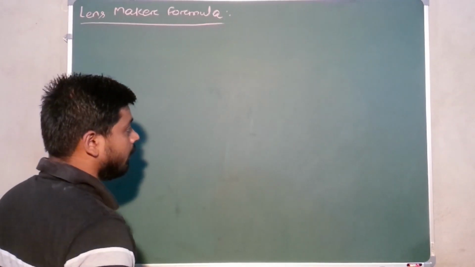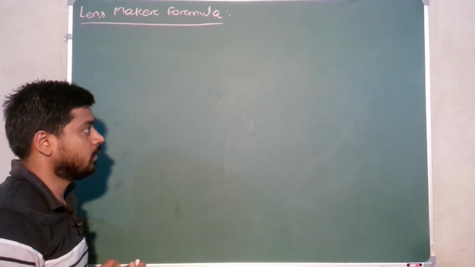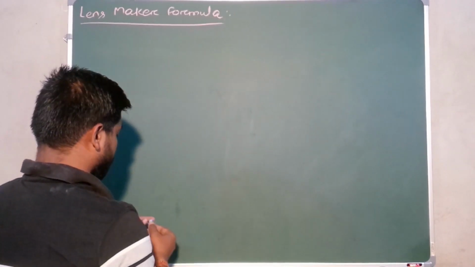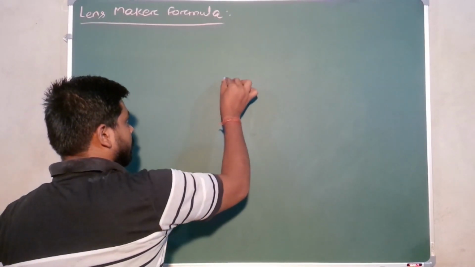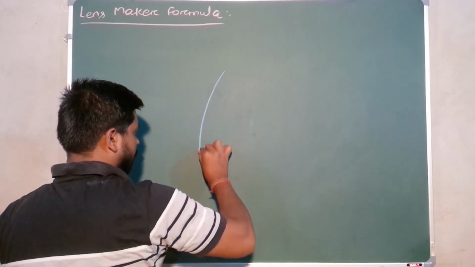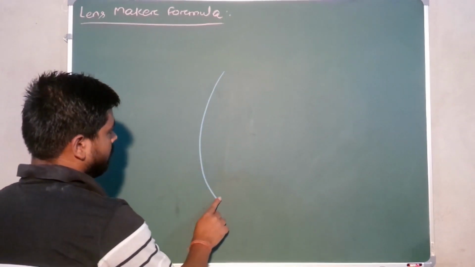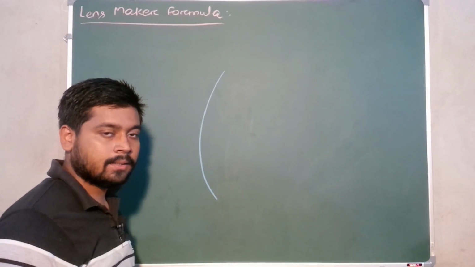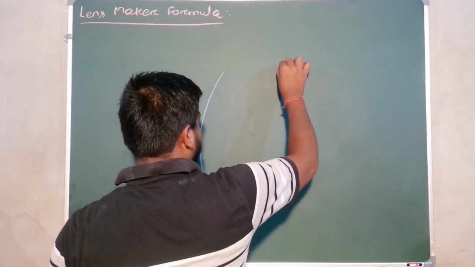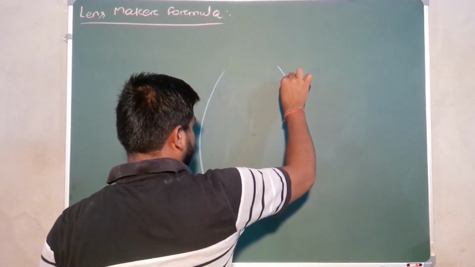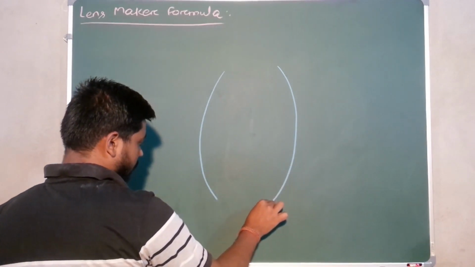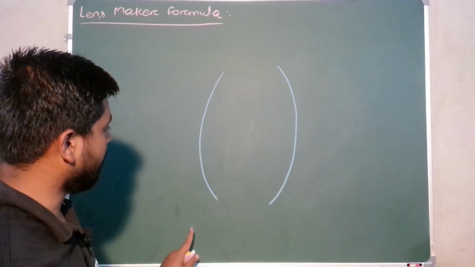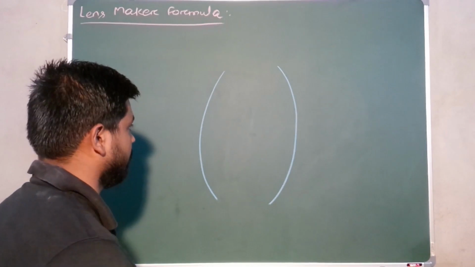We all know lens have two refracting surfaces. Just draw two refracting surfaces of a lens. Let this one be the first refracting surface of the lens, and this one be the second refracting surface of the lens.